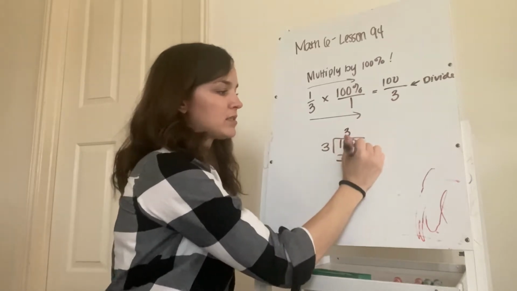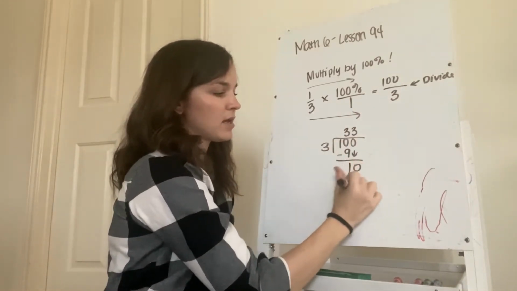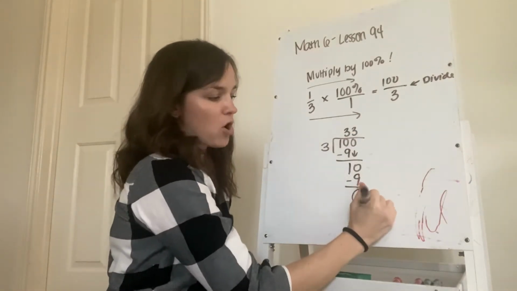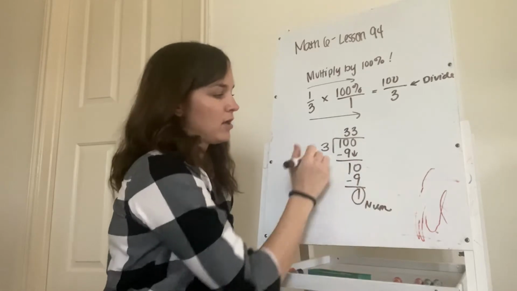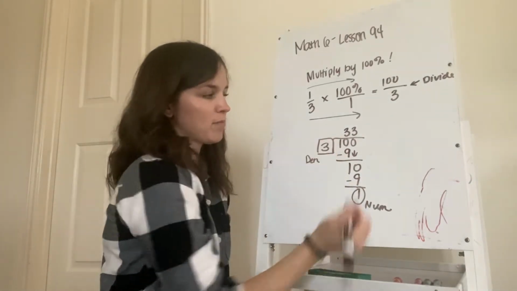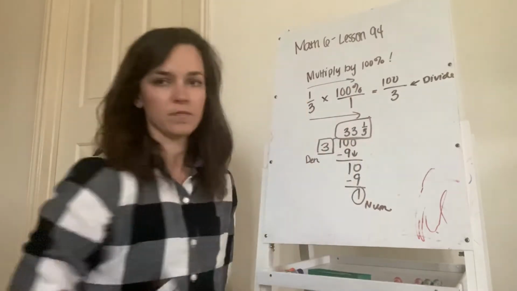1, then bring down the 0. 3 goes into 10 3 times. 3 times 3 is 9. Okay, so we're gonna have 1 left over. Remember, your remainder is always your numerator. Your divisor is always your denominator. So my answer is gonna be 33 1/3.